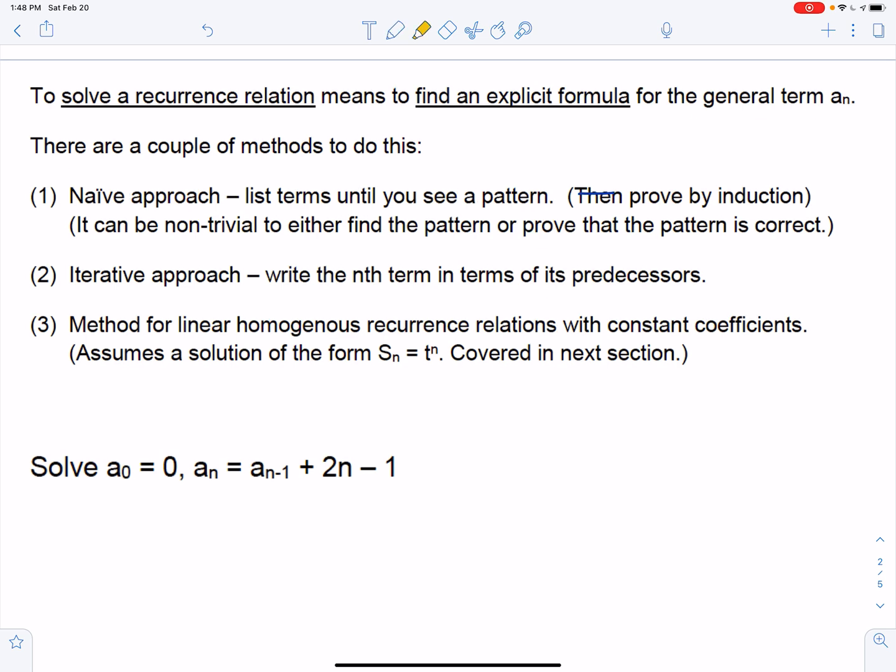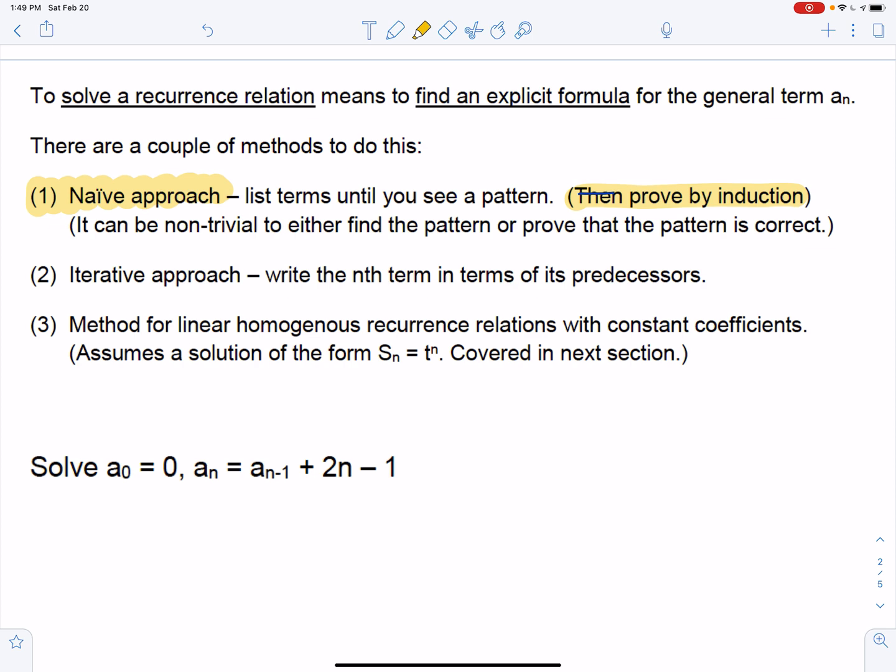Now, we used the naive approach already on that one earlier sequence where we said a sub n was equal to 4n. We guessed a formula. And since it seems to work for the terms that are given, we prove it by induction to show that it works for all n. Something that is a bit familiar to us, I'm sure.